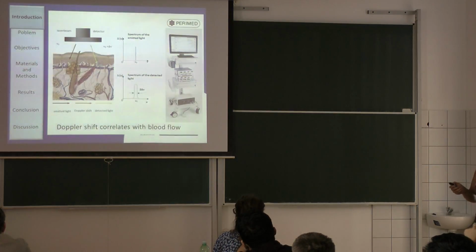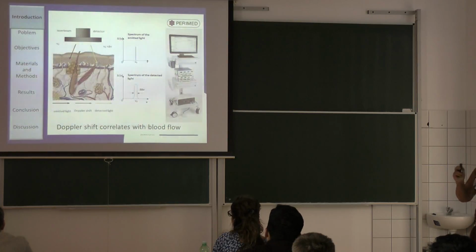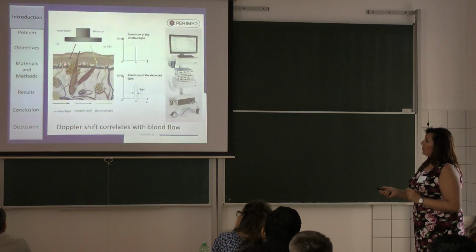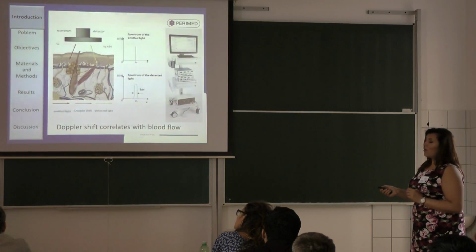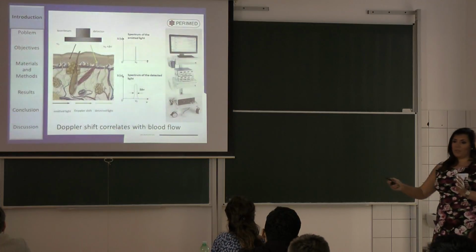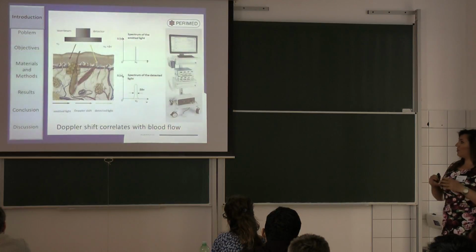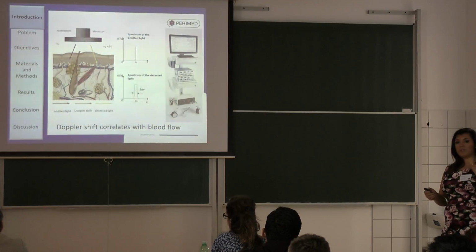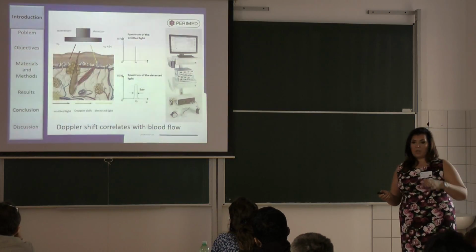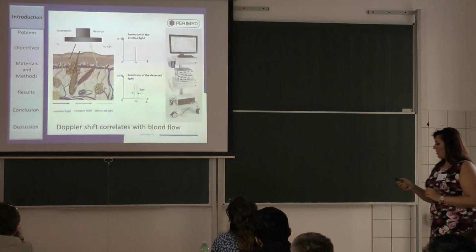And just a couple of words on how it works. This is the laser Doppler probe, which emits laser light into the tissue. A large amount of this laser light is absorbed in the tissue, but some part is reflected back from the moving particles, the moving red blood cells, and during this reflection, the frequency of the laser light is shifted. This is the so-called Doppler shift, which correlates with the blood flow. So basically, that's the background.